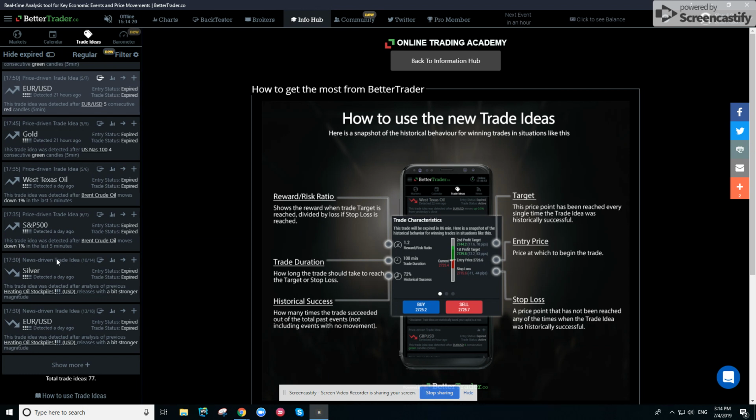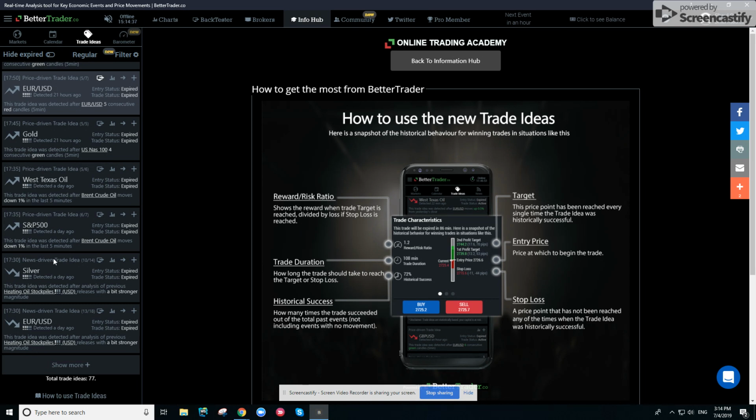So how does it work? How does our algorithm come up with trade ideas? We have statistically back-tested how it affected the market previously when a similar situation occurred. And now it will generate a trade idea based on the previous information.